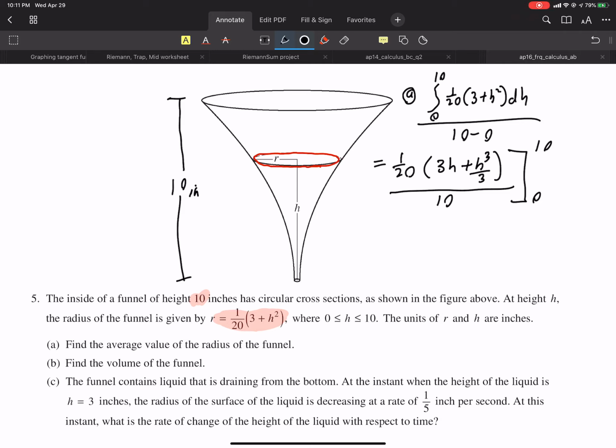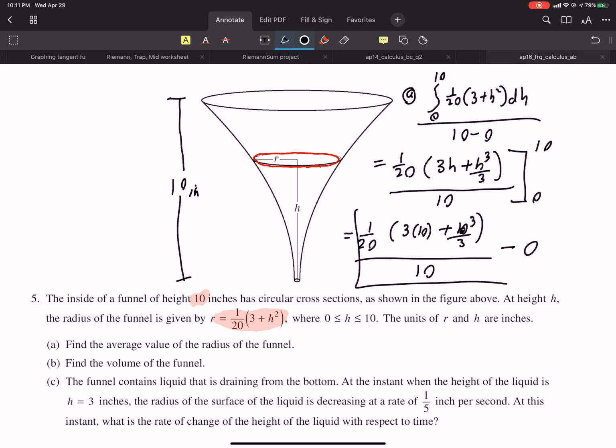The last step, I just plug in the 10 and 0 and I stop. I do not simplify. I do not go any further. So that's going to be 3 times 10 plus 10 cubed over 3. And that whole thing is over 10 minus. Now, when you plug a 0 into this, it will be 0 times 0. So it's just going to be 0. That is my average radius. It's just the average formula.